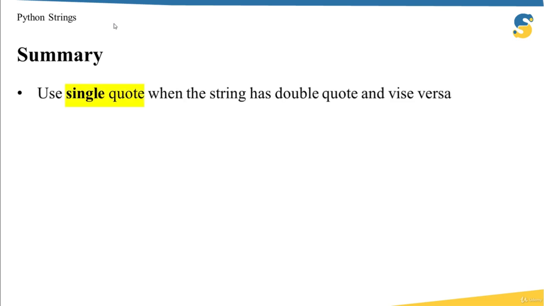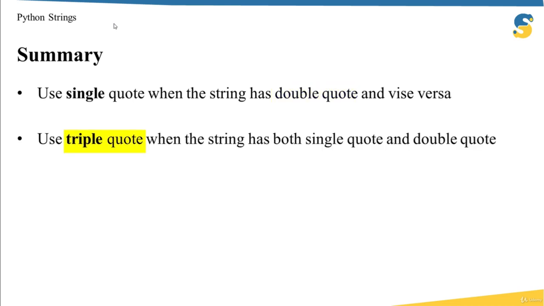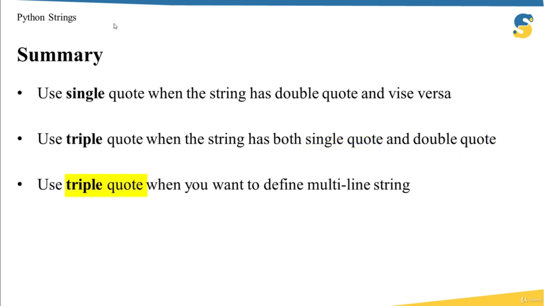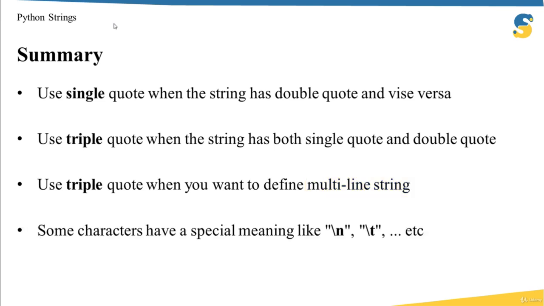You have to use single quotes when the string has double quotes, and vice versa. You have to use triple quotes when the string has both single quotes and double quotes, and you have to use triple quotes when you want to define a multi-line string. Some characters in Python have a special meaning, like \n, which means go to a new line, \t, which will create tab spaces, and that's all.